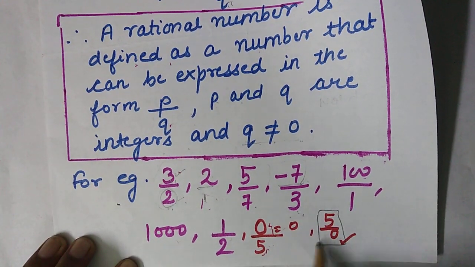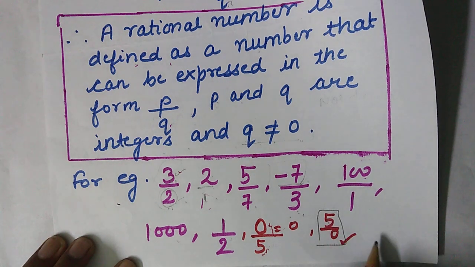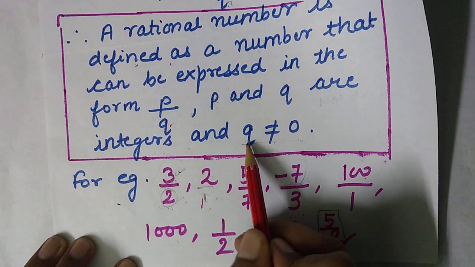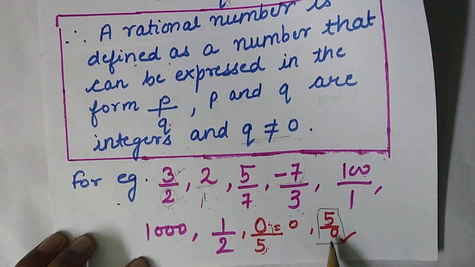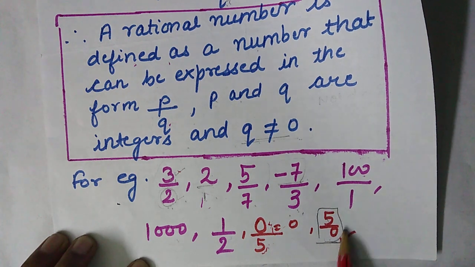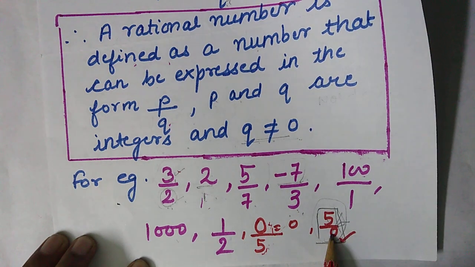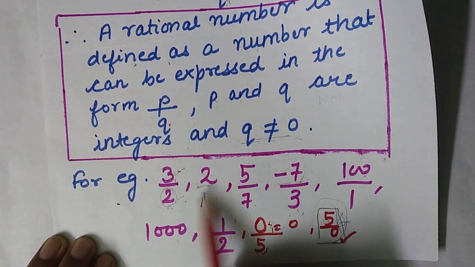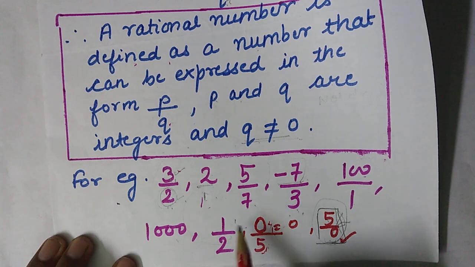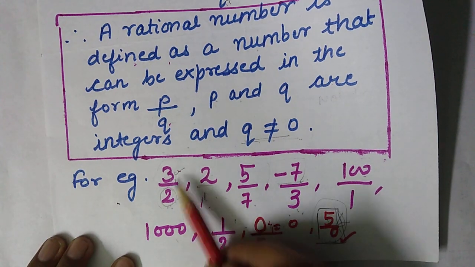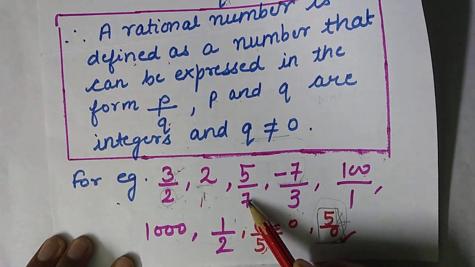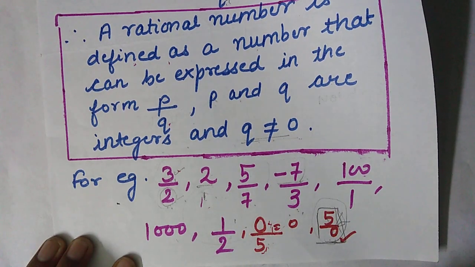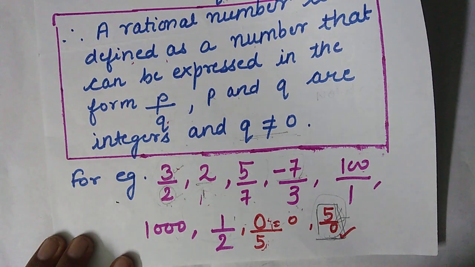This is not a rational number: 5/0, because it does not satisfy the definition of a rational number. We have in the definition that the denominator should not be equal to 0, and here the denominator is 0, so this is not defined and not a rational number. All these other numbers are rational numbers. The numbers which can be written in the form P/Q, where P and Q are integers and the denominator is not equal to 0, are known as rational numbers.